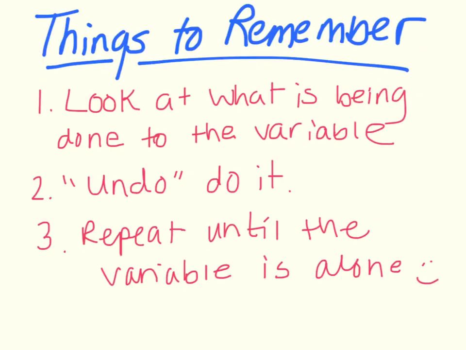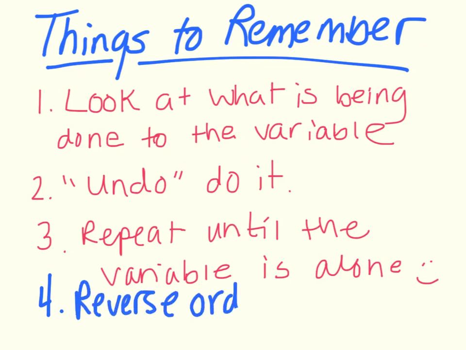Okay, things to remember for this lesson. Look at what is being done to the variable. Then you're going to undo that. Repeat until the variable is alone. So you're going to just repeat all of the steps of undoing what's being done to the variable until the variable is alone. And the last thing that you need to remember is reverse order of operations.